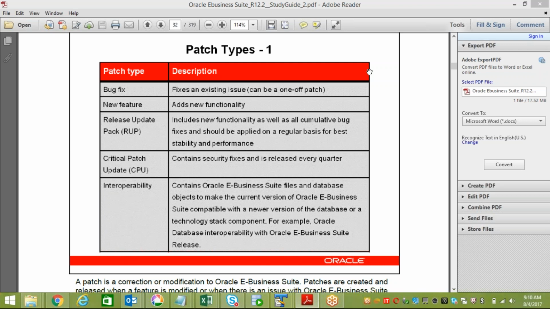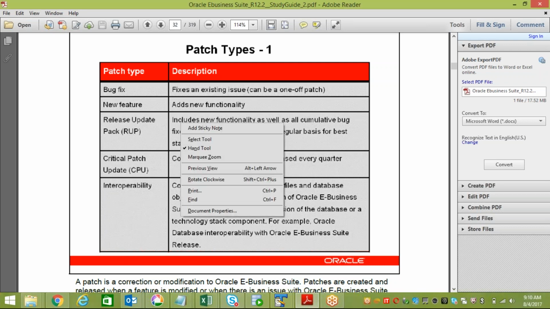The way you apply the patch, the way you approach it, the way you provide the inputs, everything is the same. At the end of the day, I'm telling you these patch types just for your information purpose.